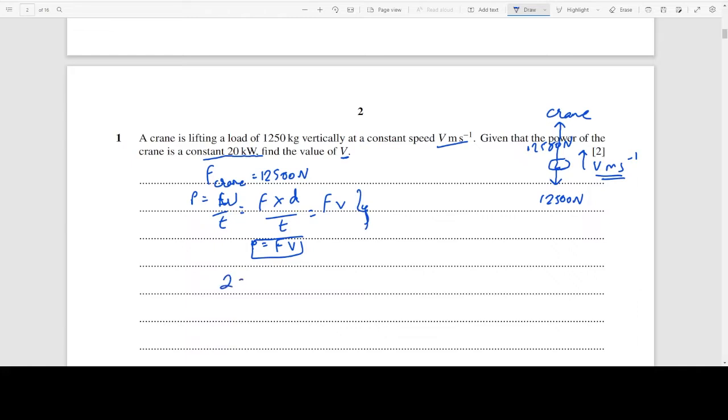So we have 20,000 watt equals 12,500 multiplied by V, and V is gonna be, so I'm just using my calculator. V is going to be 1.6 meter per second. So this is the first question's answer.